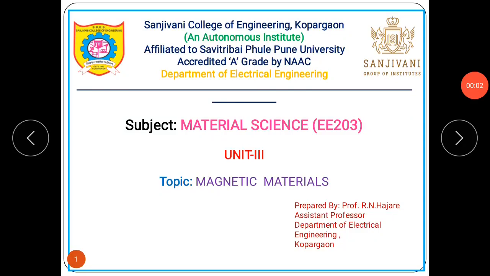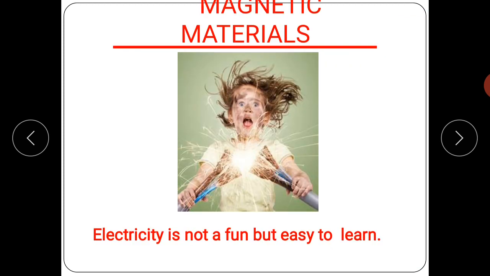Hello everyone, we will now start unit number 3, magnetic materials. Magnetic materials play a very important role in modern technology. Magnetic memories, compact discs or tapes, televisions, motors, generators, transformers, telephones are some examples of applications of magnetic materials.